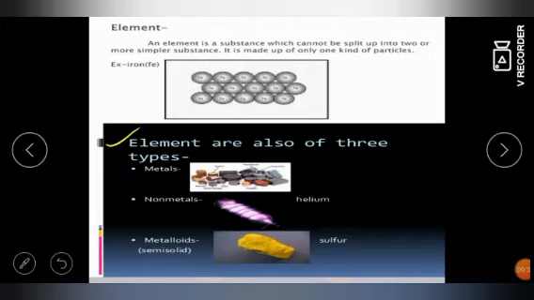Basically, elements are of three types: metal, non-metal, which you studied in 8th class also, in chapter 8 I think, and metalloid. Metalloids are those elements which possess properties of both metal as well as non-metal. These are called semi-solid also. So the basic difference between metal and non-metal you did in 8th also. So this is for learning also: what are the basic differences between metal and non-metal?